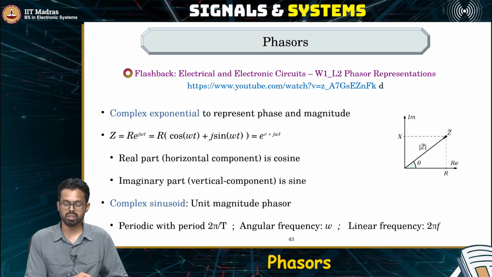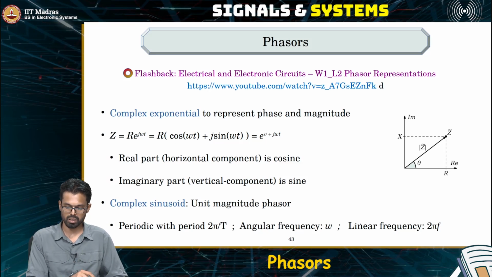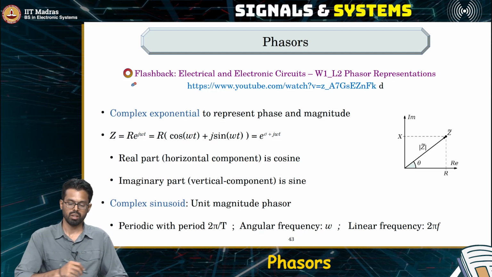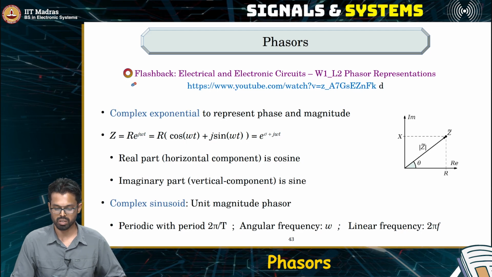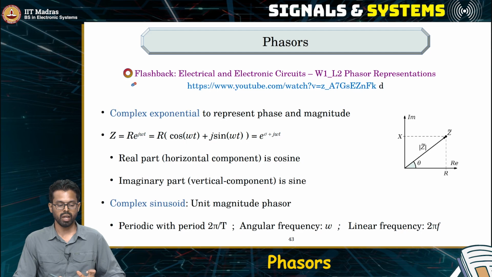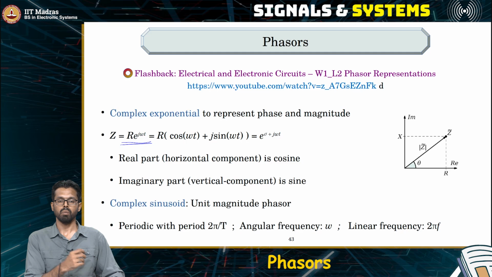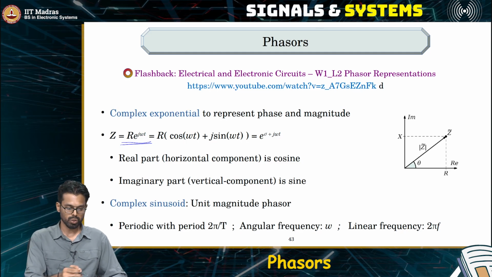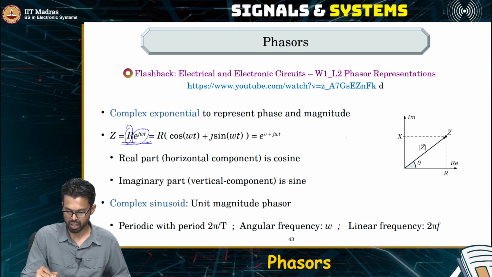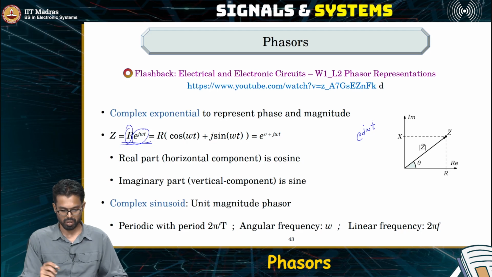So the phases were discussed earlier in this electrical and electronic circuits course in this particular lecture. You can probably check this out and refresh your remembrance of this discussion. So basically what we have here is nothing but a complex number, a complex number with a magnitude and a phase component. So if we have e power j omega t, then this is the complex component.